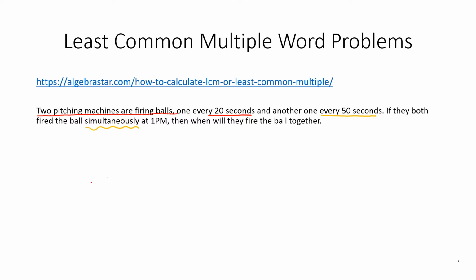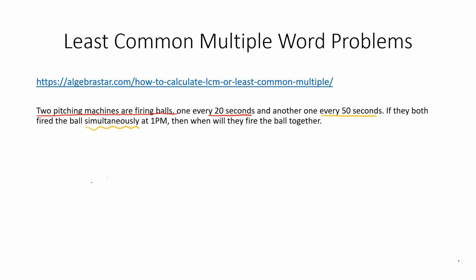Now, if we think about this question, I told you we're doing least common multiple word problems, so it's easy. You know we have to find the least common multiple between 20 and 50, and that would give us the time when they fire the ball together. But what if I hadn't told you that it is an LCM question? Then you would have to reason through the question. And you would think, what time do they both fire together? You have to list out several times for each of them and find the same one. So let's start with that.